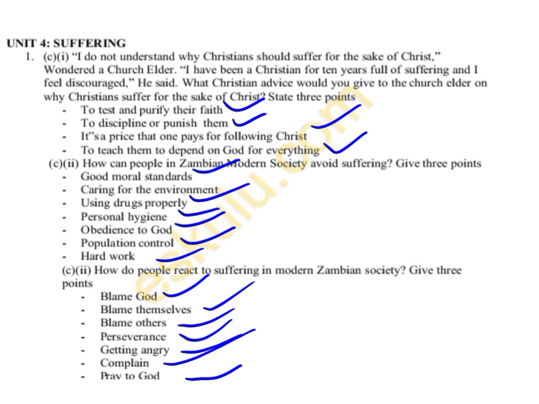Others blame God, others blame themselves, others blame others. Others just wait, believing it will happen. Perseverance. Others get angry, others complain, and others pray to God. So this is what you need to understand about this topic called suffering and examination questions. This is the unit that you needed to know.